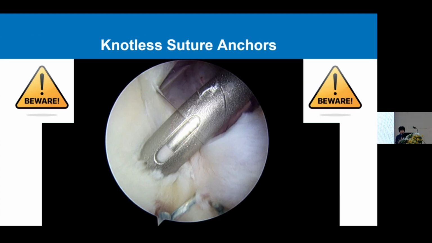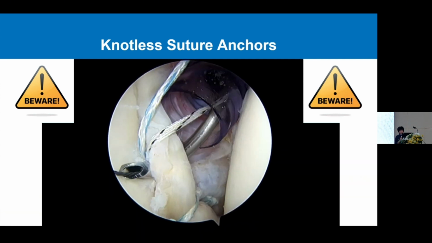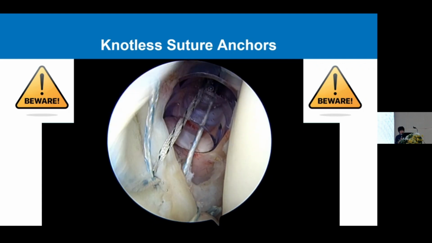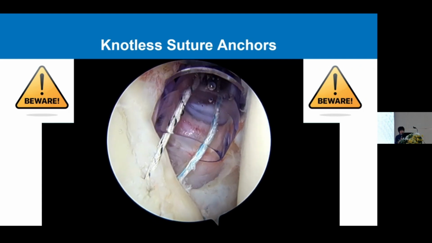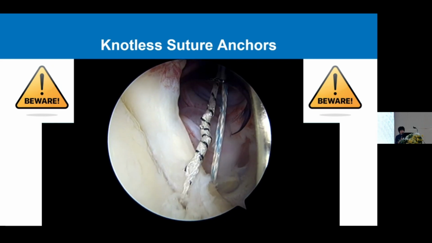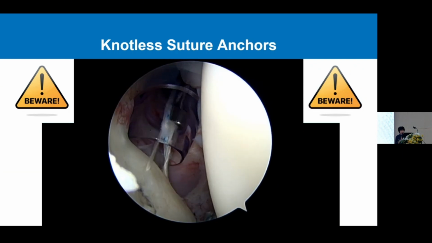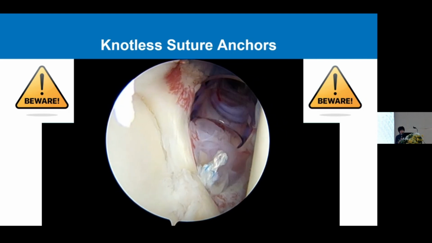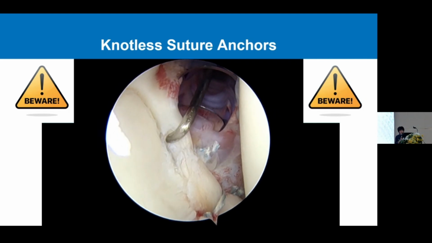The knotless suture anchors can cause some problems as shown in this video. The first knotless suture anchor was fine, but the second one has some problem, as you can see. Don't blink. While pulling the shuttling suture, it broke, leaving only the repair suture. So we used the free suture and tied it together with the remaining repair suture to resolve the problem. However, this is the old generation of knotless suture anchor, so it might not be as strong as the new generation.